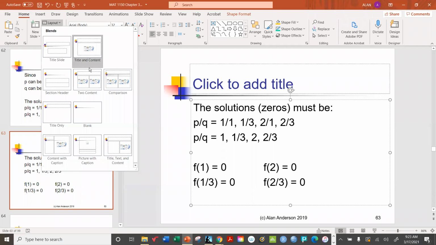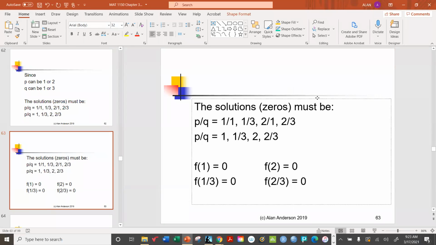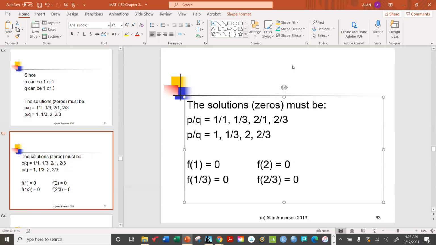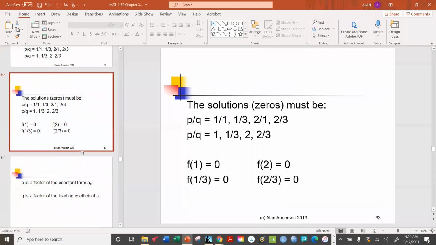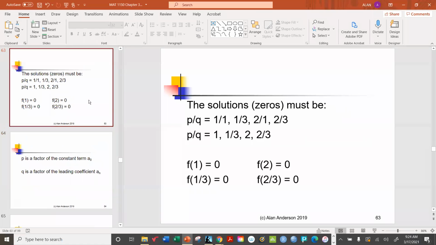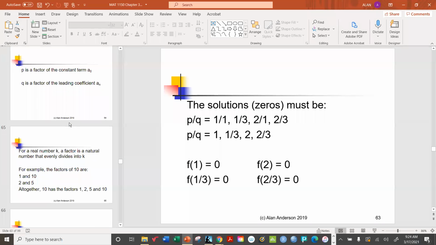Because there are 4 solutions, this is most likely a quartic function. It crosses the horizontal axis 4 times at those points. That's what this is telling us. Now, the only problem with this theorem is that the number of possibilities can get really large in a hurry.